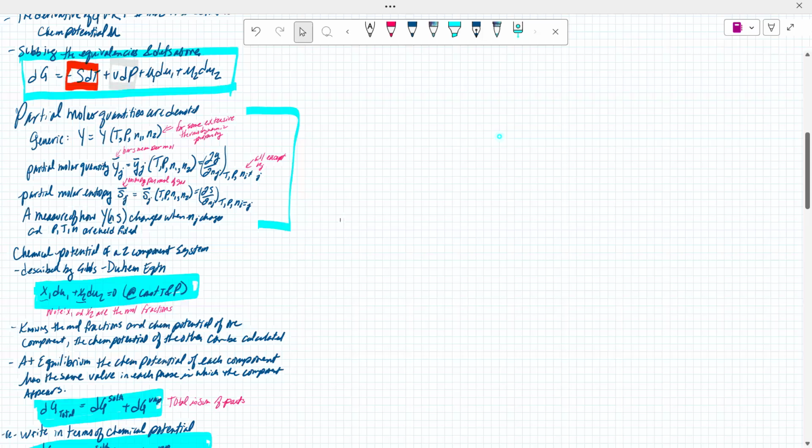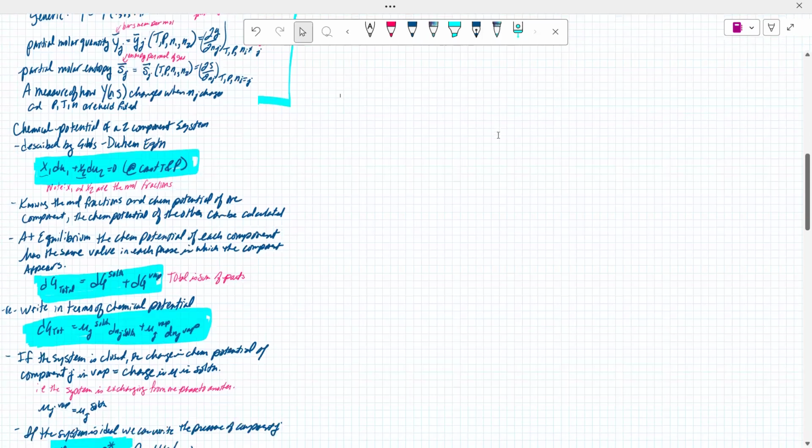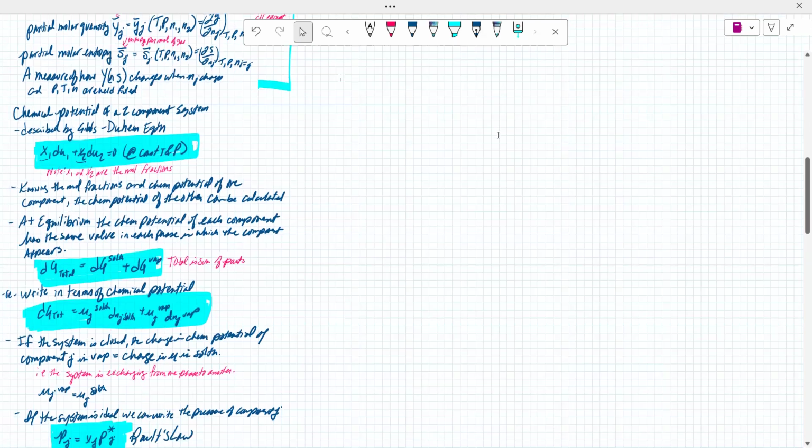And don't forget, also we have this bar, right? So these things are all per mole of gas. That's what that means. The next thing we looked at was the chemical potential of a two-component system. So we've already seen the chemical potential, right? So this is revisiting that chemical potential of a two-component system, but we haven't seen that yet. So we wanted to write the Gibbs-Duhem equation, which then tells us about that chemical potential.